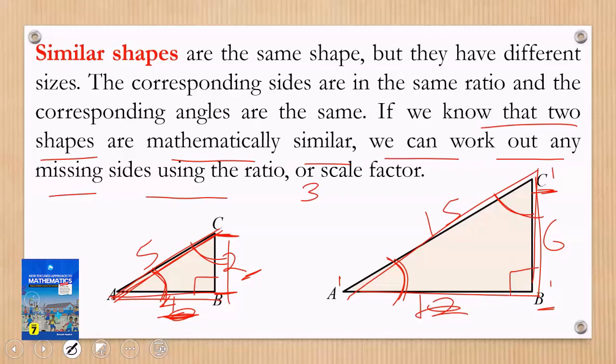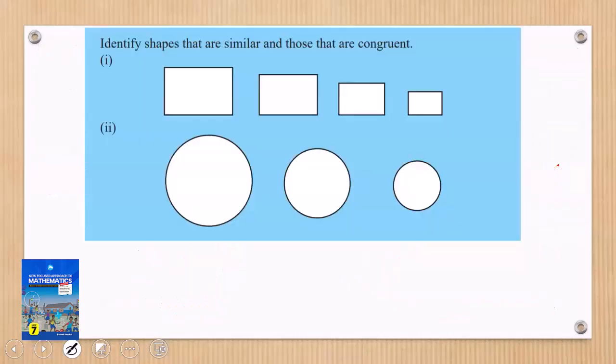It's the size that will change, but the size that is changing will change in proportion. So if AC is changing, the same rate of change will be the same as A prime, C prime also changing. Good. Now let's base on this to answer the following questions. Identify shapes that are similar and those that are not here. So I'm sure you are looking through to see those that are similar, right? And those that are congruent.